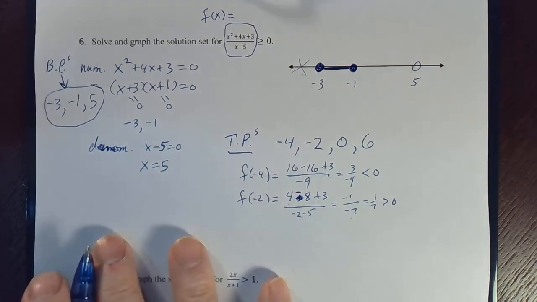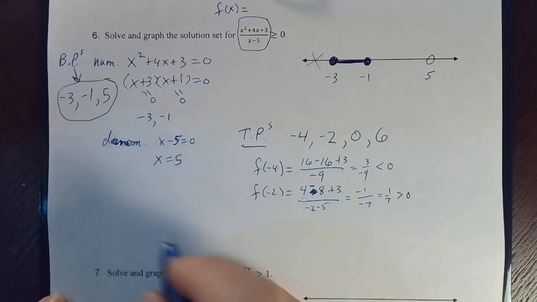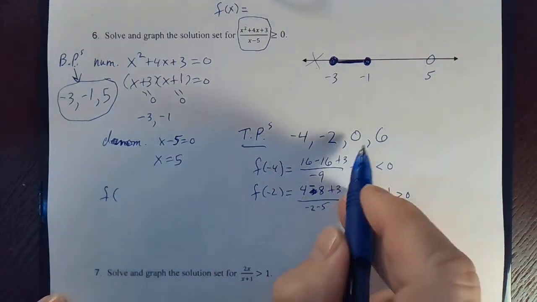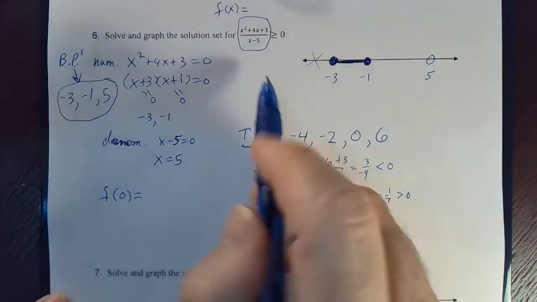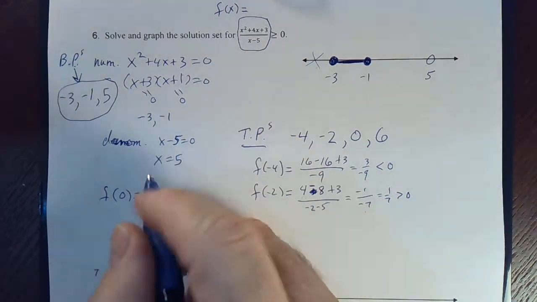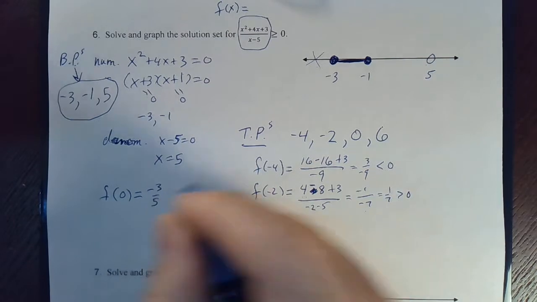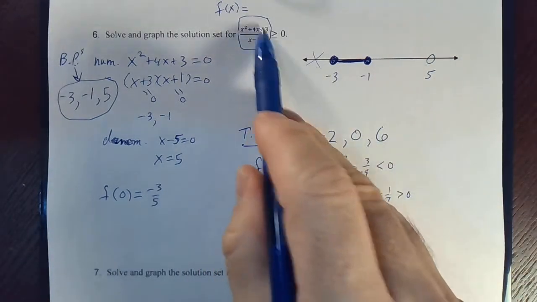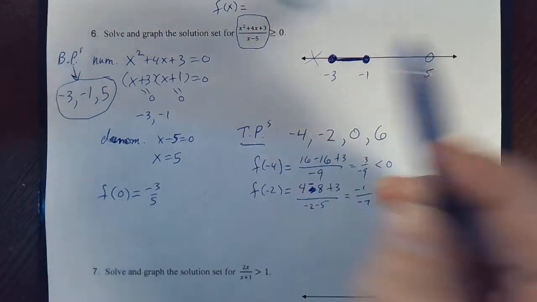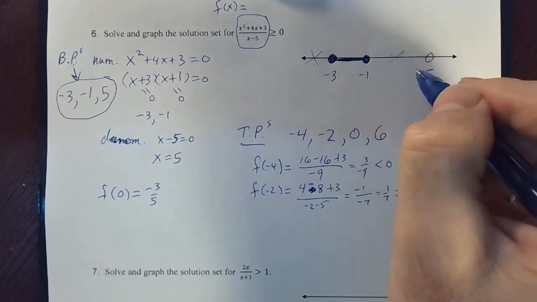And f of, I'm going to move over to the left here, and go f of 0. That should be easy to compute. If x is 0, we get negative 3/5. Negative 3/5 does not satisfy this because it's negative, so we do not shade this region.